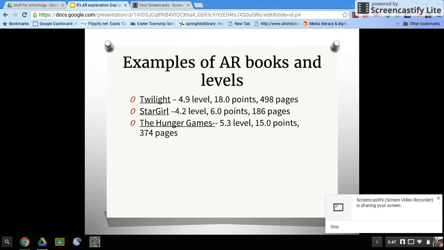The Hunger Games is a 5.3 level. It's a 15-point book, 374 pages. And then Green Angel, which is a similar reading level to the Hunger Games at 5.2, is only worth 3 points because it's only 116 pages.